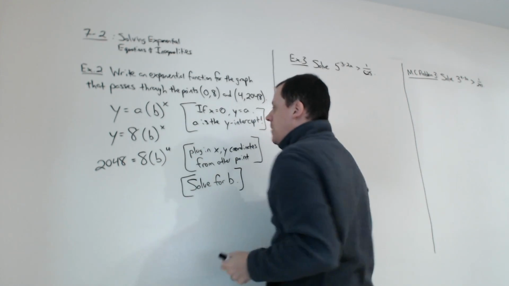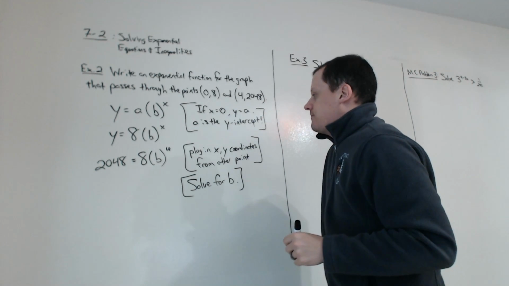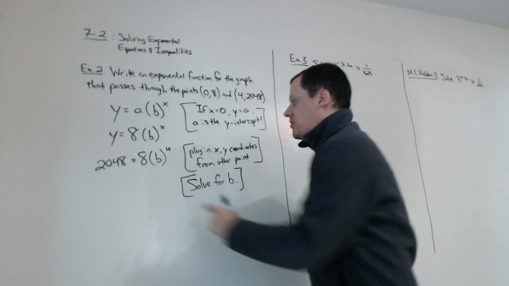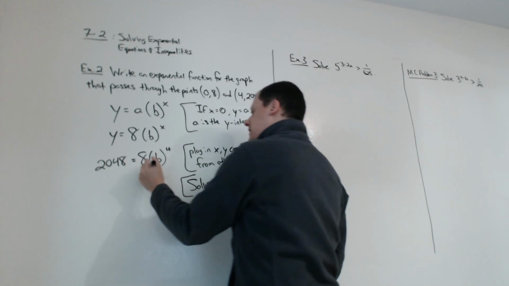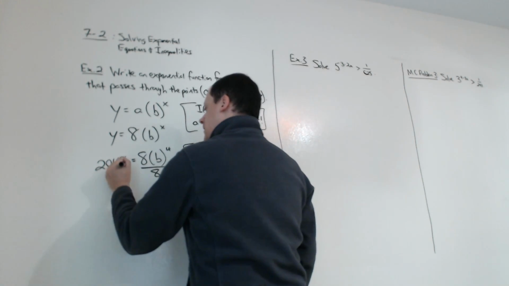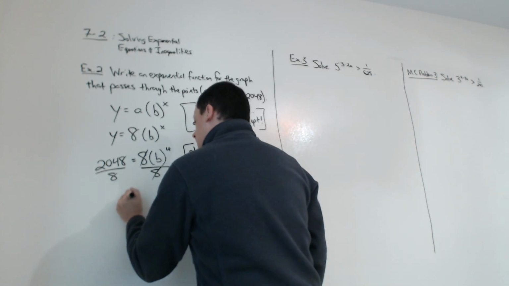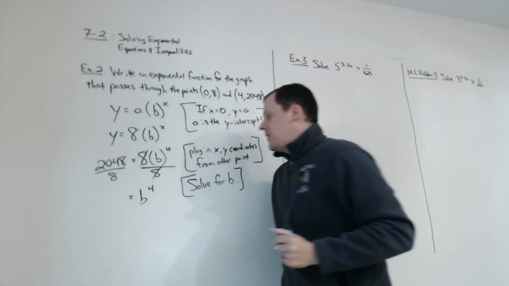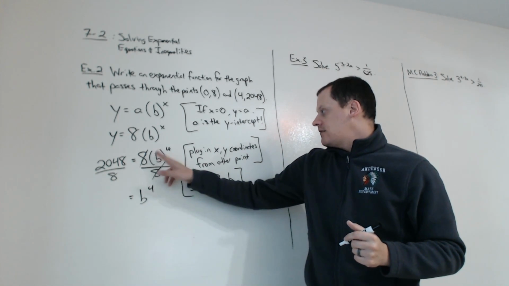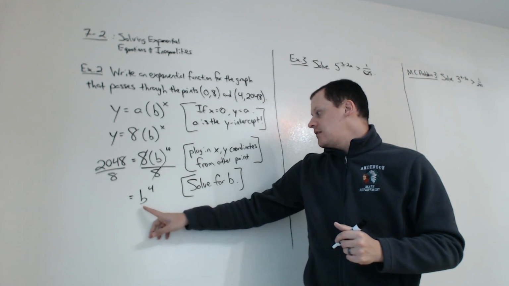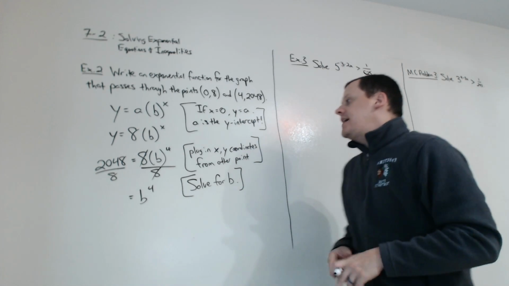We need to get this b by itself. First thing we should probably do is divide both sides by this 8. So we have, okay, now that it's just b to the 4th power, I can get rid of the parentheses there. They're not really doing anything. 2048 divided by 8.